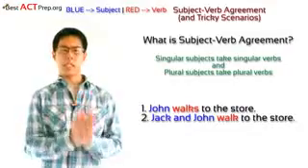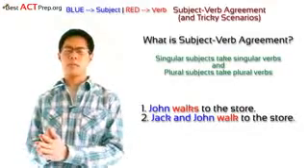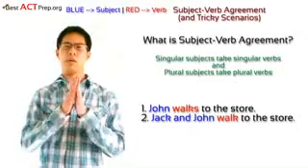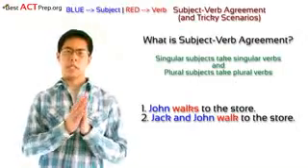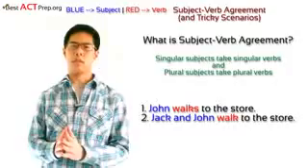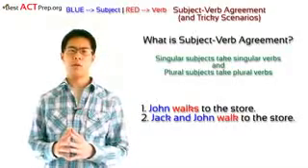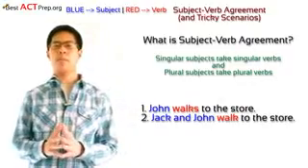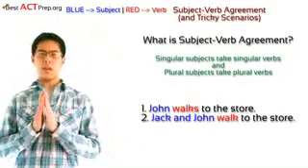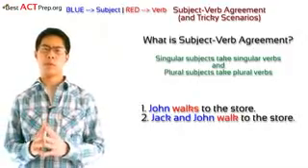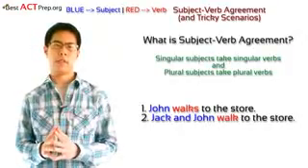Number one, John walks to the store. John is a singular subject, so we need to match it with the singular verb walks. Number two, Jack and John walk to the store. Jack and John is a plural subject, so we need to match it with the plural verb walk. Pretty simple, right? Well, unfortunately, there are some tricky subject-verb agreement scenarios which we will cover here in this video.